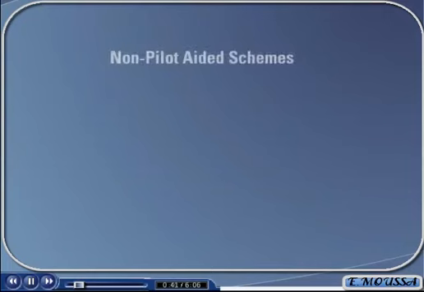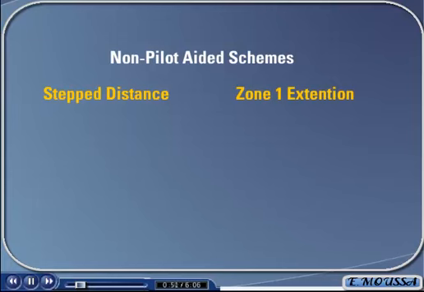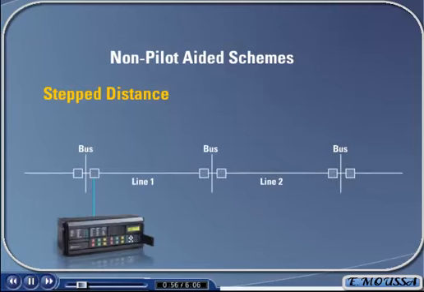In the category of non-pilot-aided distance protection schemes, there are 2 main types that we will discuss. These are the stepped distance protection scheme and the Zone 1 extension scheme. We will first describe the stepped distance scheme. This scheme is the basic structure for all other distance schemes, so it is important to cover it in great detail. The stepped distance scheme uses 4 different zones of protection to protect its own transmission line, and to act as a backup distance relay to protect transmission lines that are located next to it. We will use the power system shown here to describe how the 4 zones of protection are set and used.